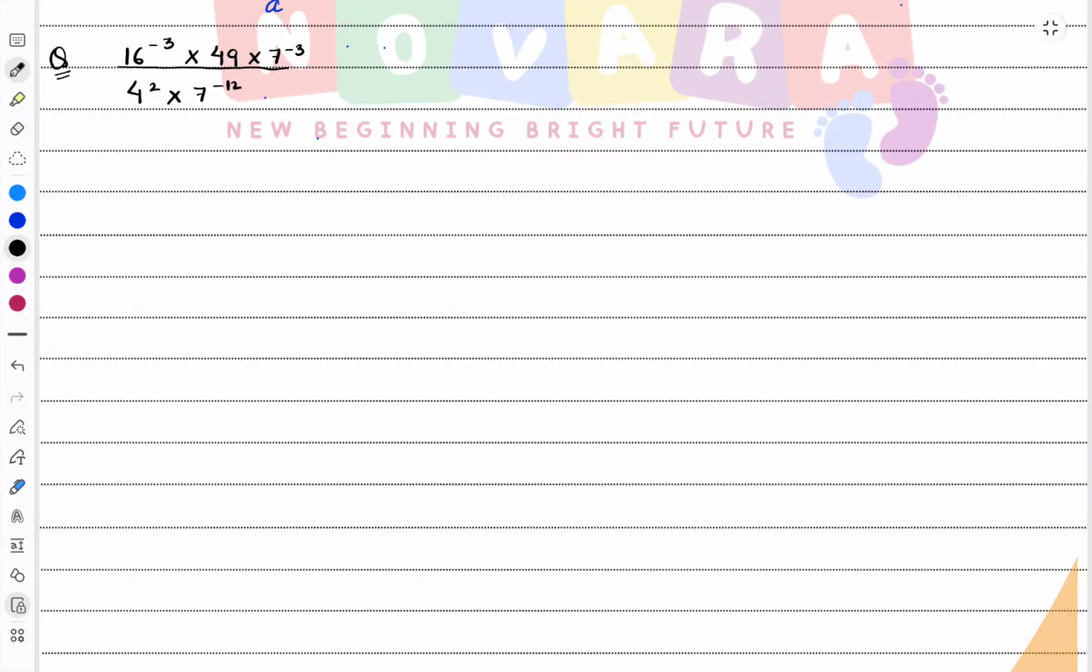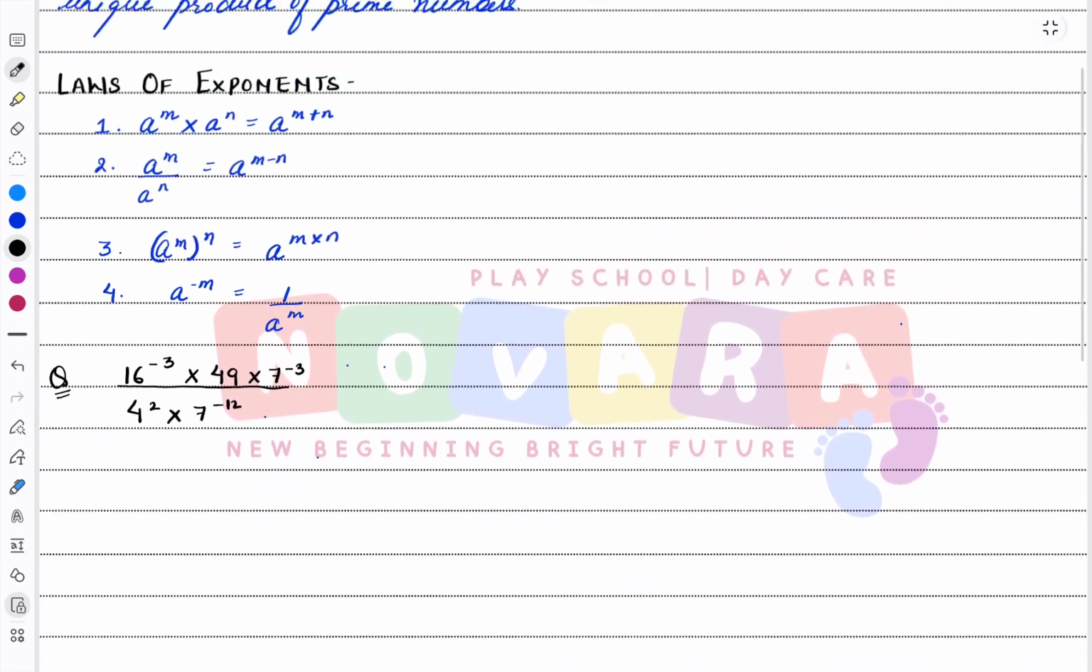Hello children, today I am going to discuss this question, which is a very common question that you have seen in class 8th and in class 9th as laws of indices. To solve this problem, we will use the fundamental theorem of arithmetic and 4 key laws of exponents.